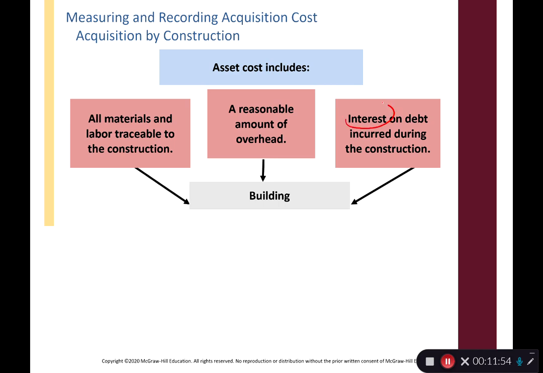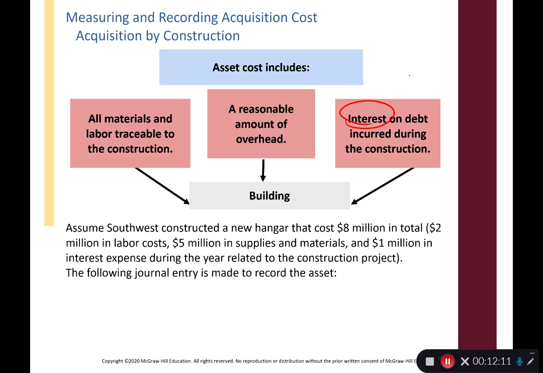It's important to know that the only time interest is included in long-term assets is the interest that we incur on our liabilities during the construction phase. Once construction is completed, the remaining interest on the loan would be recorded as an expense and would not be included in the cost of our asset.